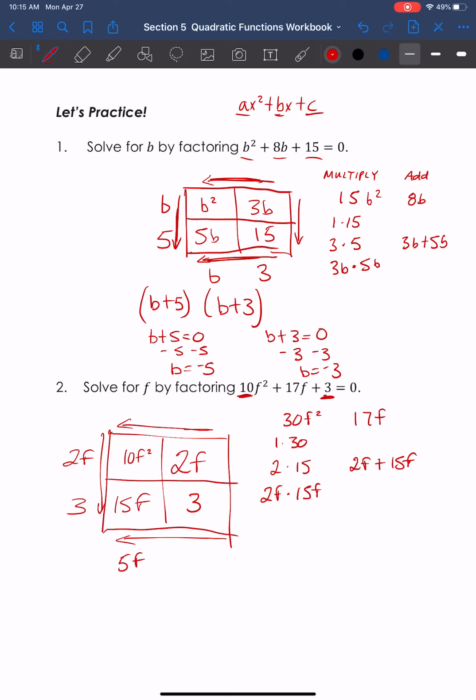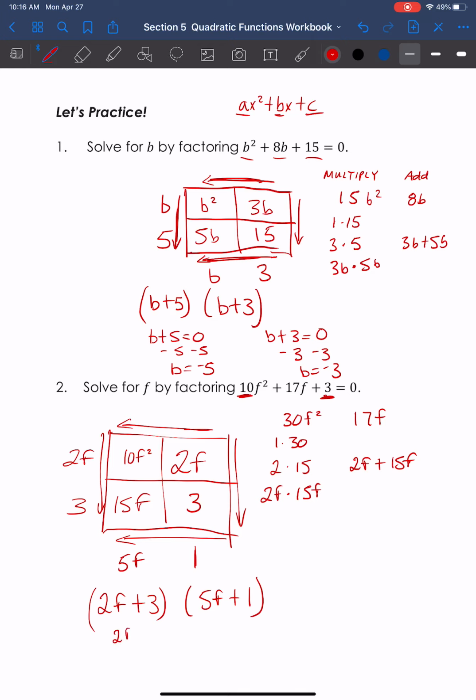My second column looks like they don't have anything in common, but they always share a 1. Let's go ahead and check our work. We've got 2f plus 3 times 5f plus 1. We're going to use the zero product property again.